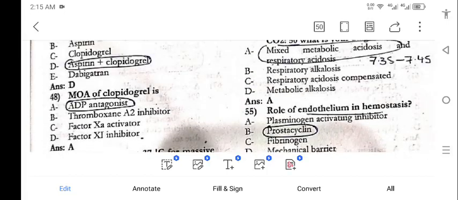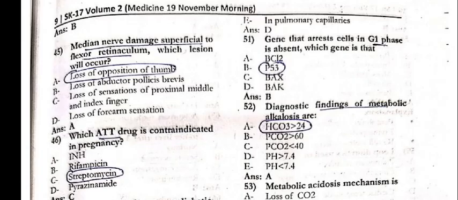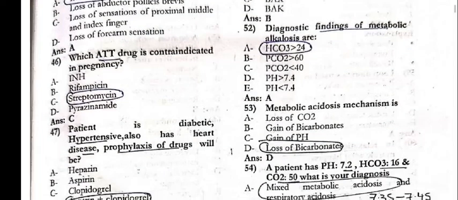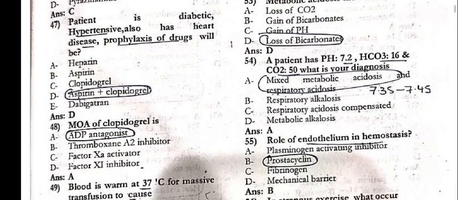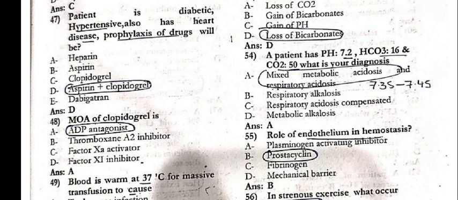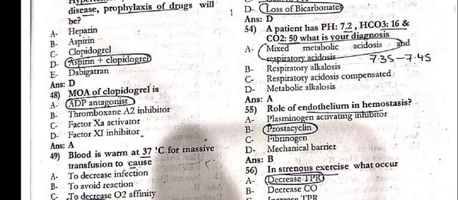Next, 51, the gene that arrests cells in the G1 phase is absent. Which gene is that? That is the P53. Diagnostic finding of metabolic alkalosis is bicarbonate greater than 24. Metabolic acidosis mechanism is the loss of bicarbonate. The patient has pH 7.2, bicarbonate 16, and carbon dioxide 50. What is the diagnosis? Mixed metabolic acidosis.